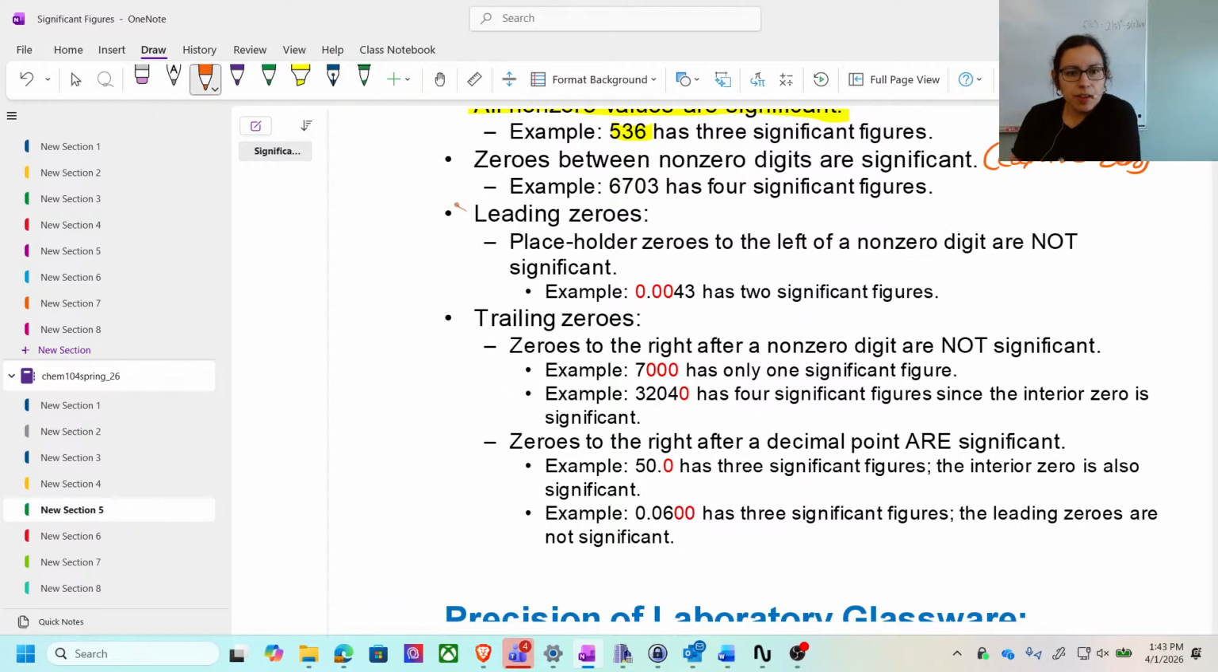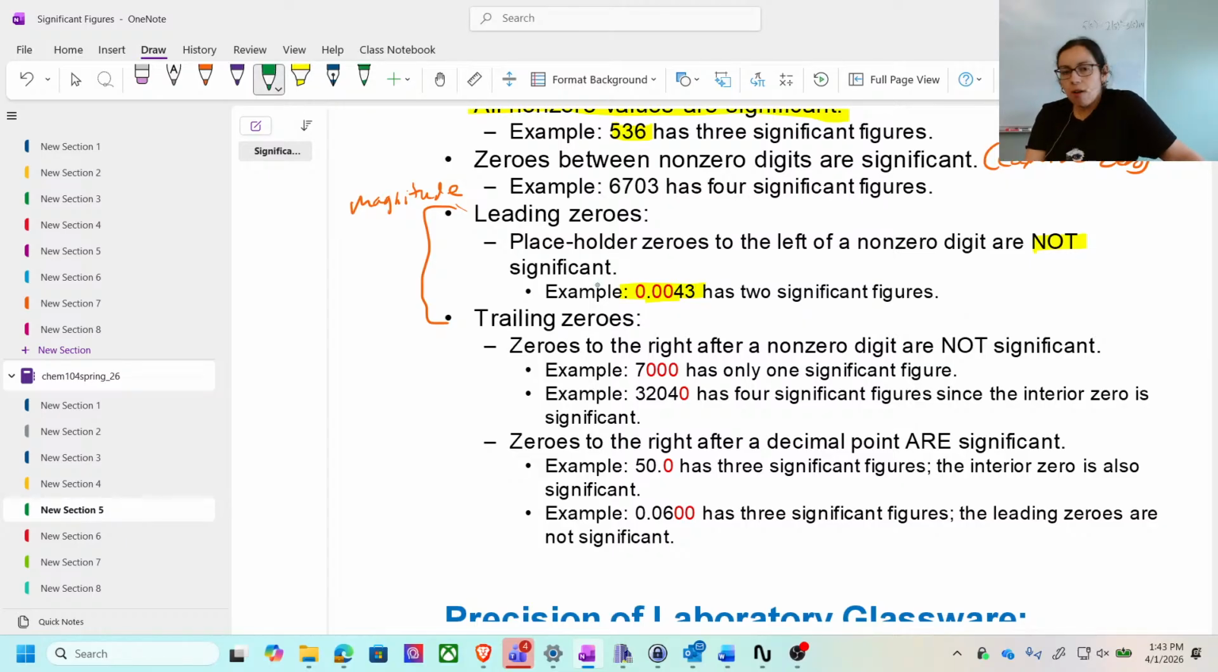All right, so now we get to what I call our magnitude zeros. These next 2 rules, we're going to see how these zeros just show either how big or how small. On these leading zeros, it says that these are just placeholder zeros to the left of a non-zero digit and are not significant. So this answer, 0.0043, only has 2 sig figs.